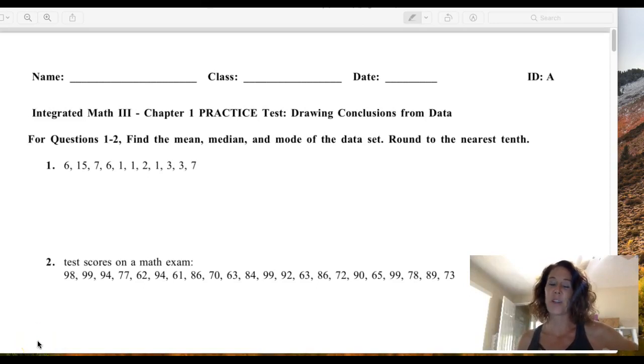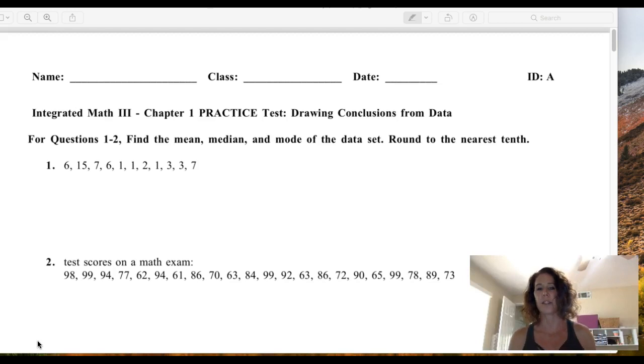Robinson here to work your first practice benchmark, or your practice test for chapter 1. And this chapter was short, drawing conclusions from data. The first section is a review of mean, median, and mode, and you guys have done this since middle school, so it shouldn't be too tough.